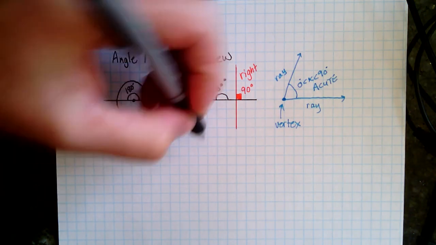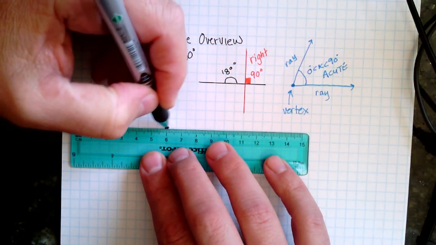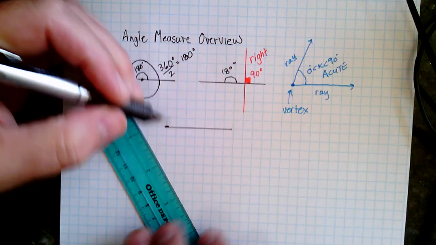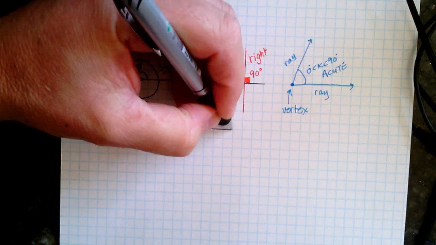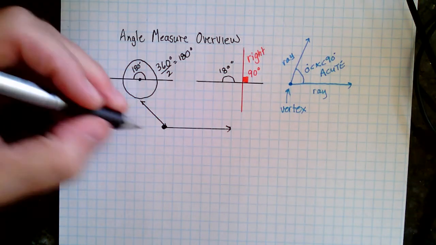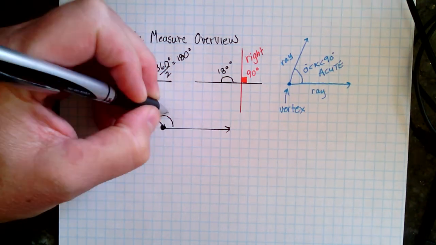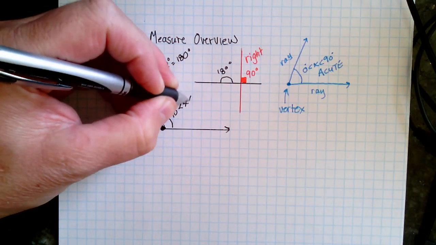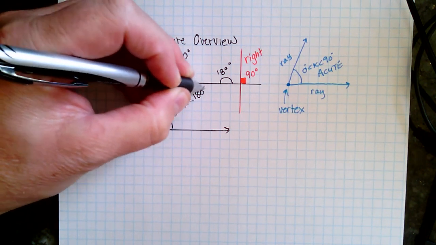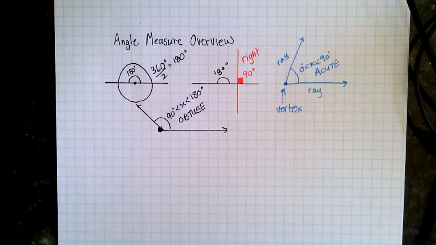And I'm hoping this is review, but in case it isn't, if you start with your vertex and you go anything beyond 90 degrees, more open than 90 degrees, okay? So I have this ray and this vertex, and this angle right here is greater than 90 degrees, but less than 180 degrees, then that angle is called obtuse. It's an obtuse angle.